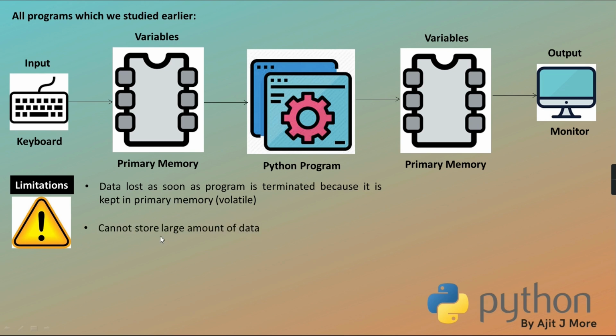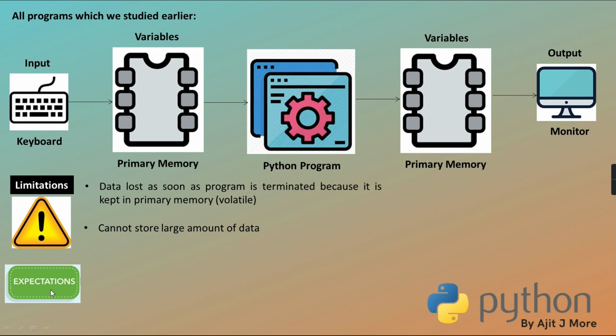And second, cannot store large amount of data. Like if I want to process abundant size data, huge size data, that abundant size data you cannot process in this primary memory. Getting? And obviously for that you need to go for some secondary storage.